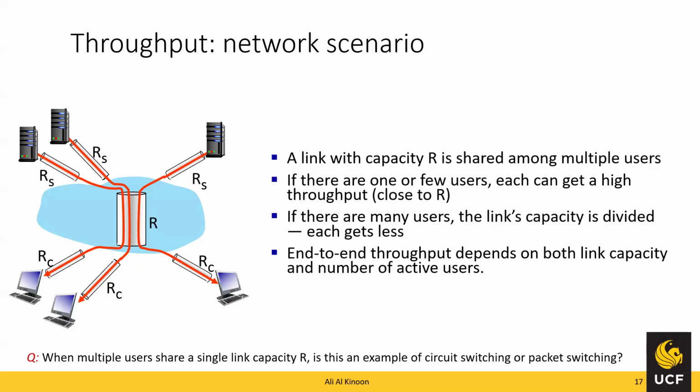So for the question here, when multiple users share a single link capacity R, is this an example of circuit switching or packet switching? Packet switching, yes. Because we said with circuit switching, it's reserved, whether it's done by times or done by frames, number of allocated users. In circuit switching, a channel is intended only for that special user. So if he uses it only once, it goes idle and it stays reserved for them only.